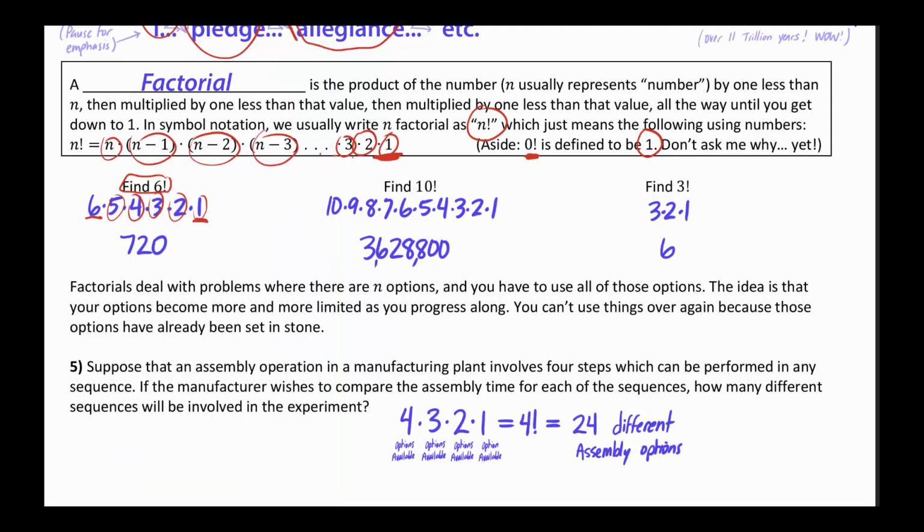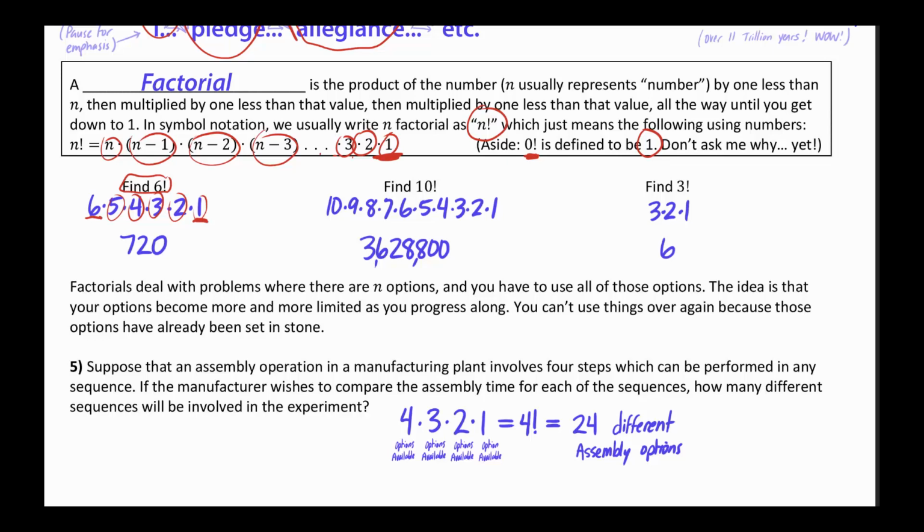Now factorials deal with problems where there are n options, 10 options, 6 options, 3 options, whatever it might be, and you have to use all of those options. The idea is that your options become more and more limited as you progress along. You can't use things over again. So if you've set something in stone in the past, it stays there, and then you have one less option as you go to the next spot, and then one less because that is now in stone. So that's going to help us with question number 5.